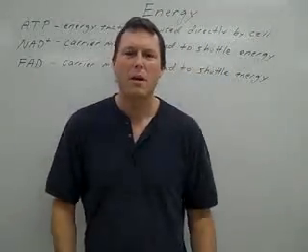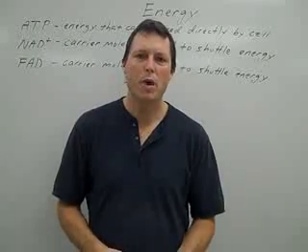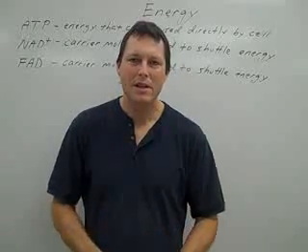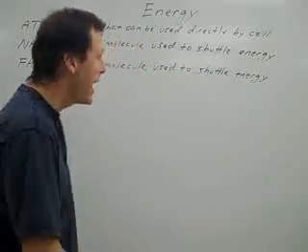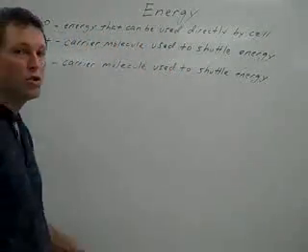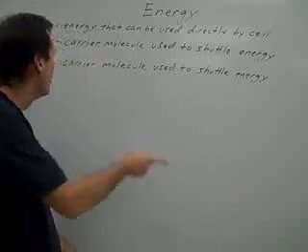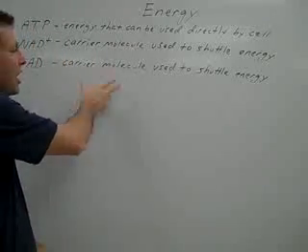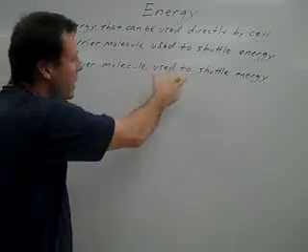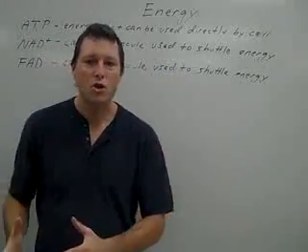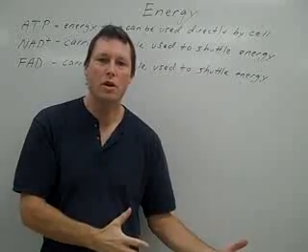Today we're going to be talking about energy. And the three types of energy we want to talk about are ATP, NAD+, and FAD. ATP contains energy that can be used directly by the cell. NAD+ and FAD are carrier molecules. Think of them as empty trucks. And they are used to shuttle energy from one location in a cell to another location in a cell.